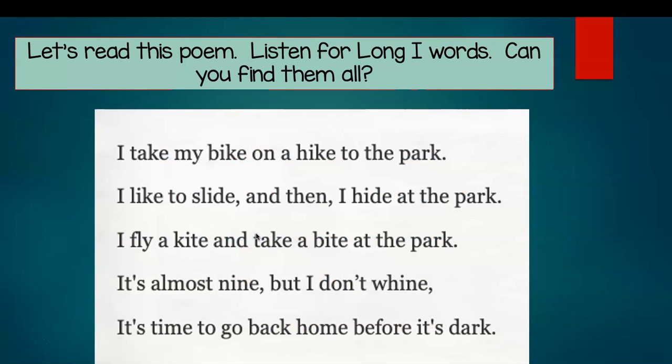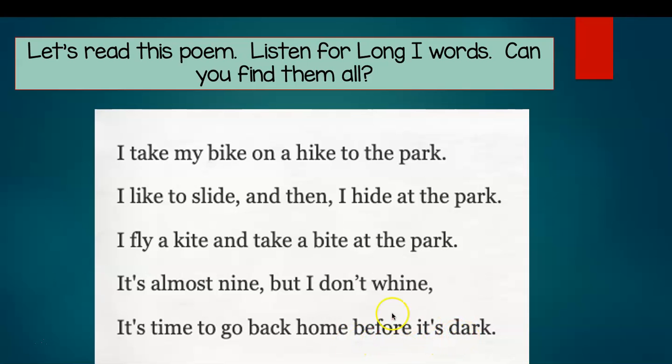Let's read this poem. I want you to listen for long I words. Can you find them all? See if you can read along with me. I take my bike on a hike to the park. I like to slide, and then I hide at the park. I fly a kite and take a bite at the park. It's almost 9, but I don't whine. It's time to go back home before it's dark.